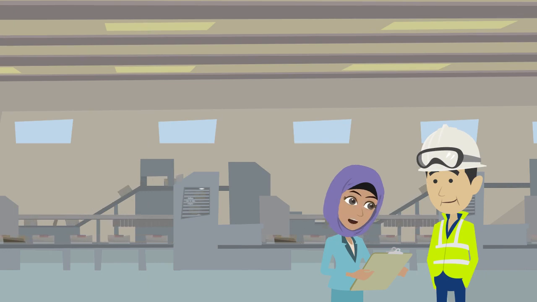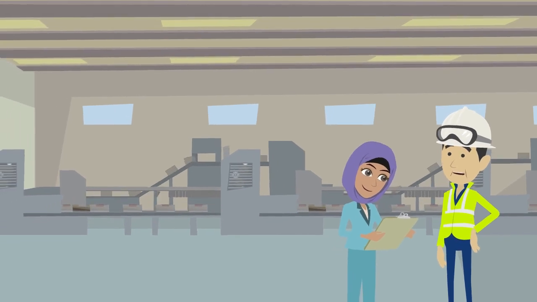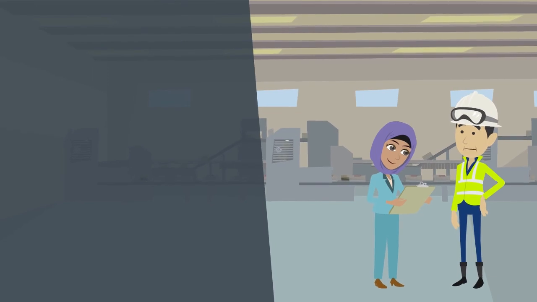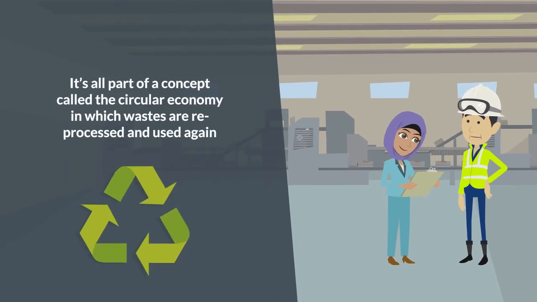What are your options for recycling? Well, the plastic bottles you've got will be shredded and sent back to the manufacturing plant for reprocessing. We send all the metal away for resmelting, and a similar thing happens to the cardboard. It's all part of a concept called the circular economy, in which wastes are reprocessed and used again.